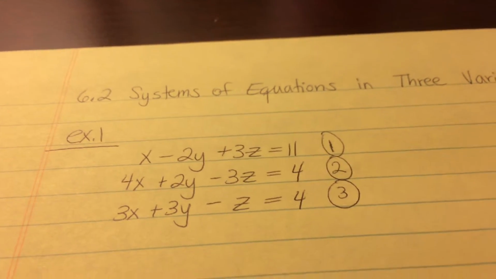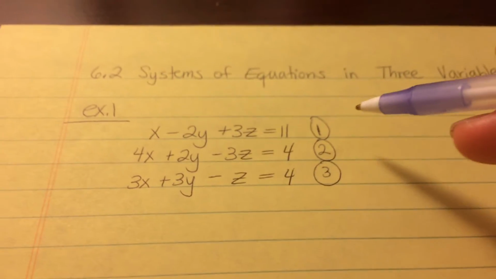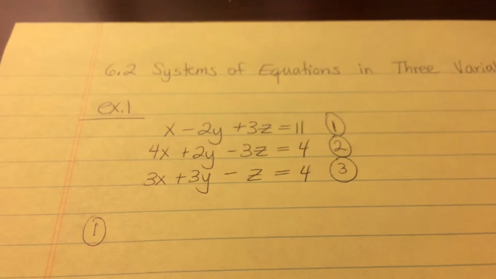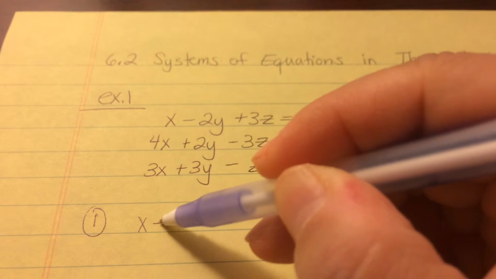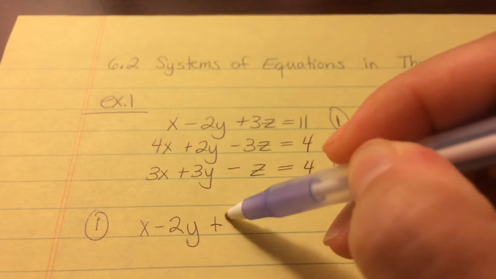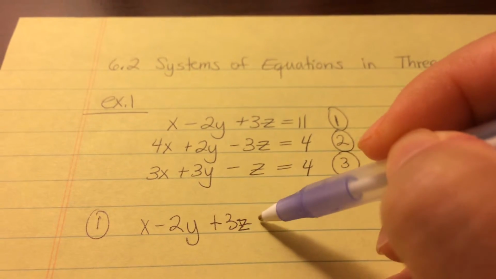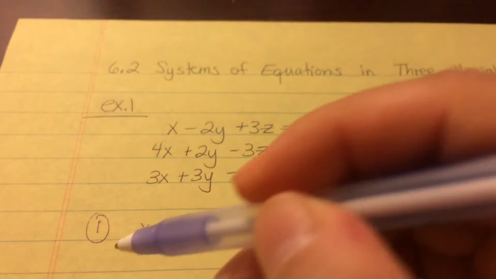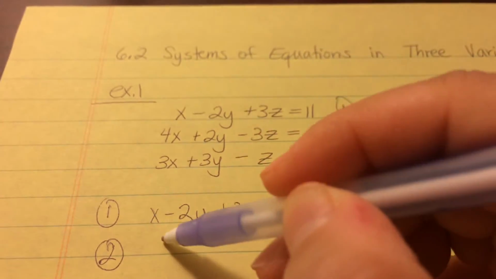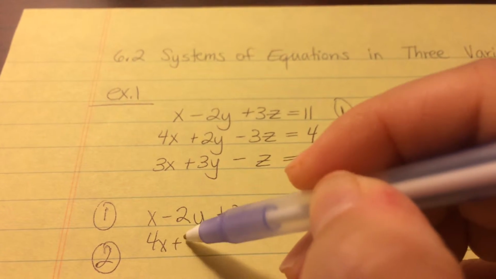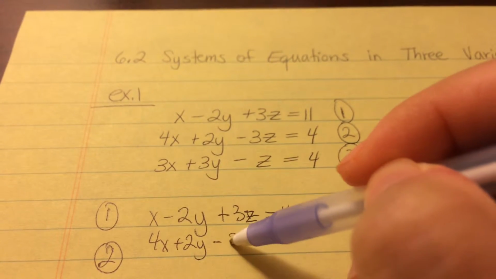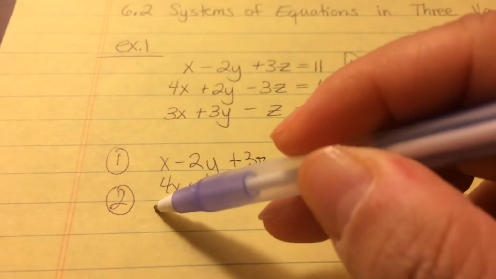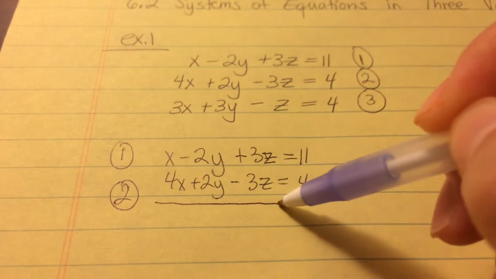So what does that look like then? Let's go ahead and take equation 1. I'm going to put 1 right here just to remind myself I'm working on equation 1. I'm going to write it as x minus 2y plus 3z is equal to 11. And then we're going to put the second equation: 4x plus 2y minus 3z is equal to 4. And our goal again was to eliminate the z.